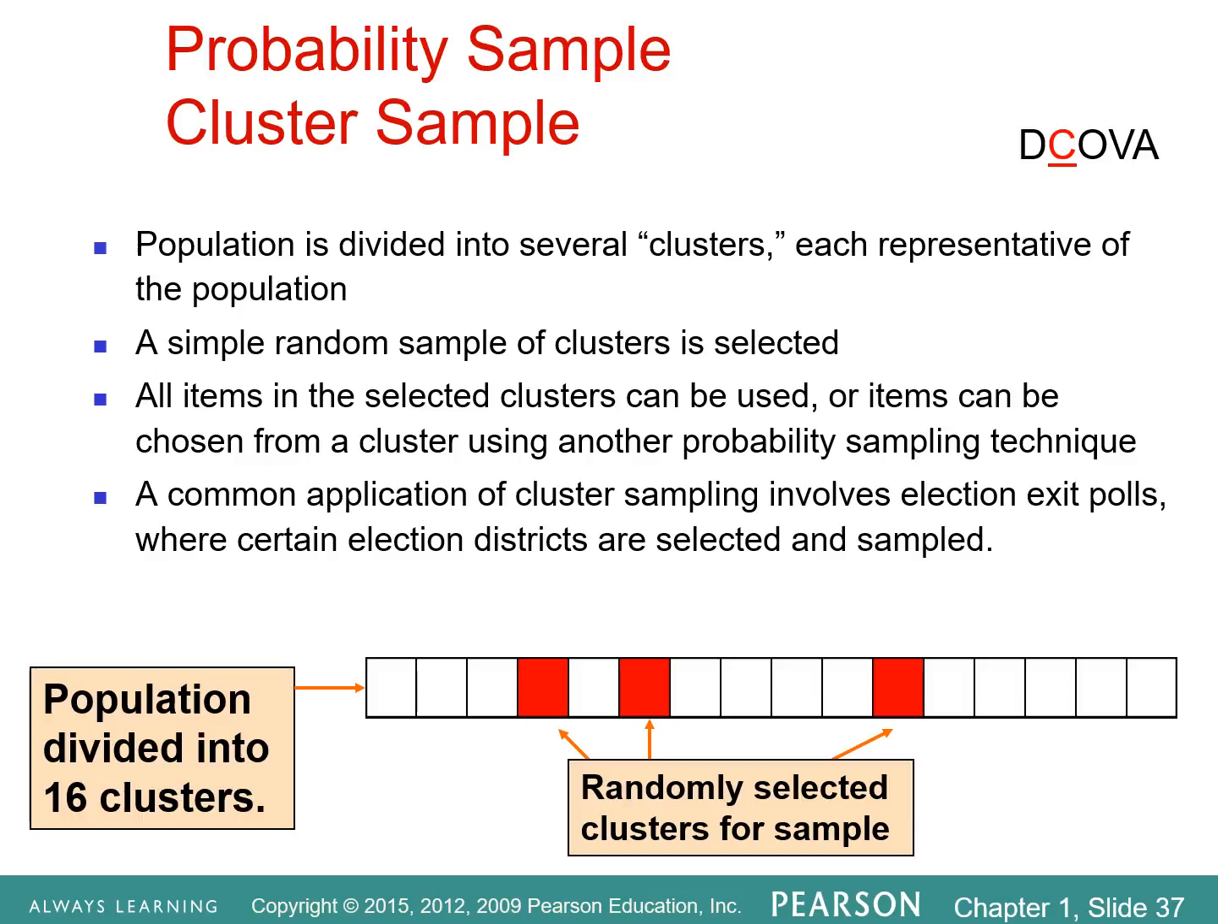All right, the population is divided into several clusters. This is a cluster sample. What does that mean? A simple random sample of clusters is selected. All items in the selected clusters can be used, or items can be chosen from a cluster using another probability sampling technique. A common application of cluster sampling involves exit polls, right? As everybody leaves, we're going to ask you a few questions, where certain election districts are selected and sampled.